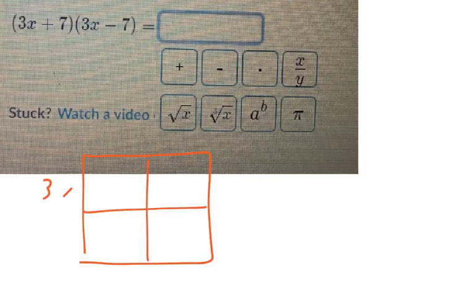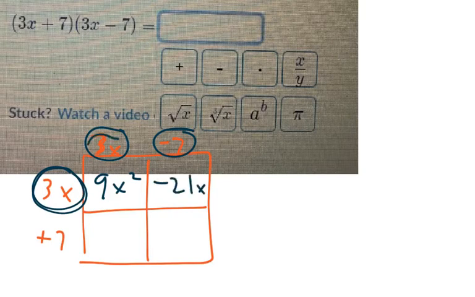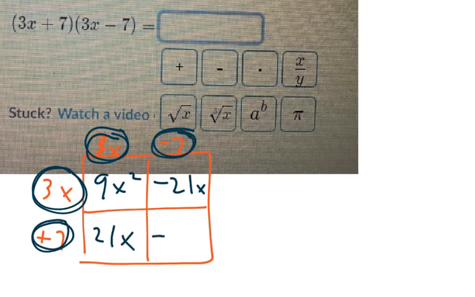We got 3x plus 7 down one side, 3x minus 7 across the top. So 3x times 3x is 9x squared. 3x times minus 7 is minus 21x. 3x times 7 is 21x. And minus 7 times 7 is minus 49.